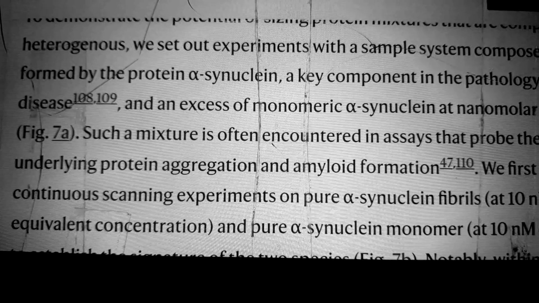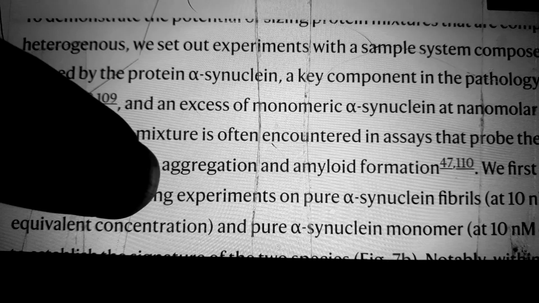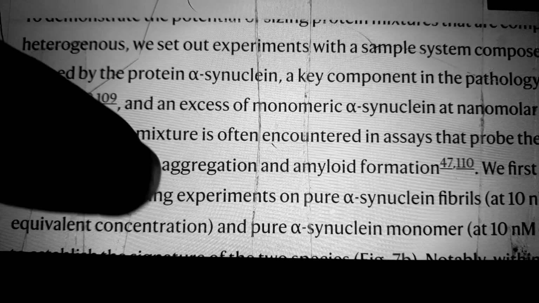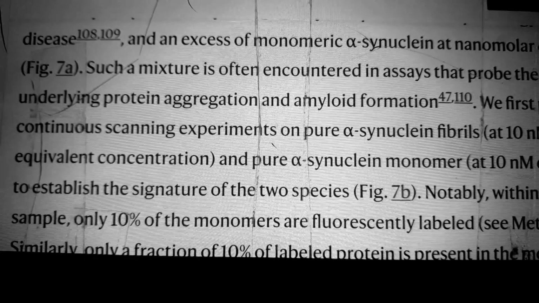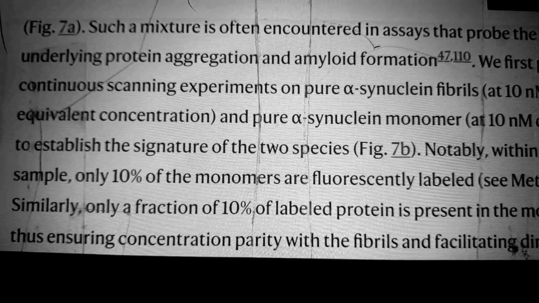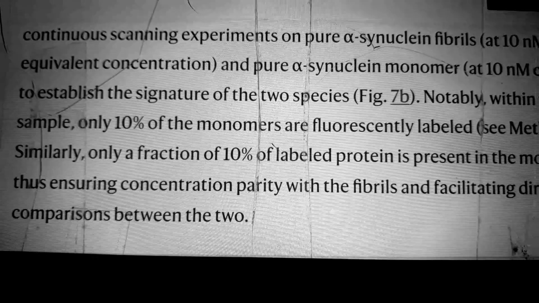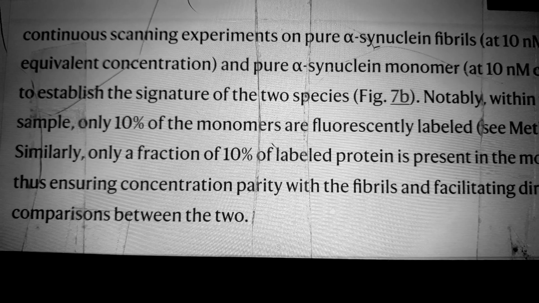The sample system was composed of fibrils formed by the protein alpha-synuclein, a key component of the pathology of Parkinson's disease, and an excess of monomeric alpha-synuclein at nanomolar concentrations. Such a mixture is often encountered in assays that probe the mechanism underlying protein aggregation and amyloid formation. First performed were continuous scanning experiments on pure alpha-synuclein fibrils and pure alpha-synuclein monomer to establish a signature of the two species.